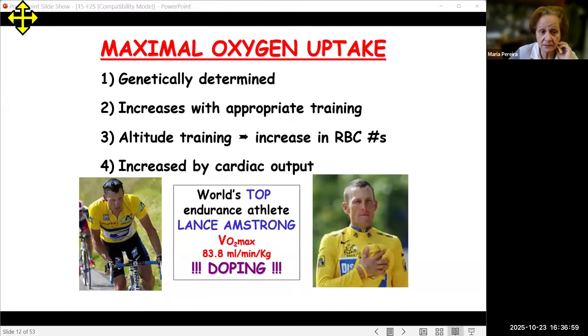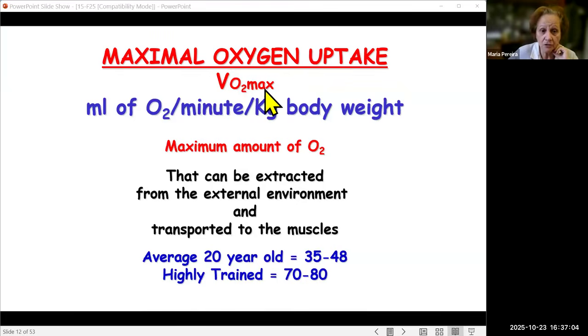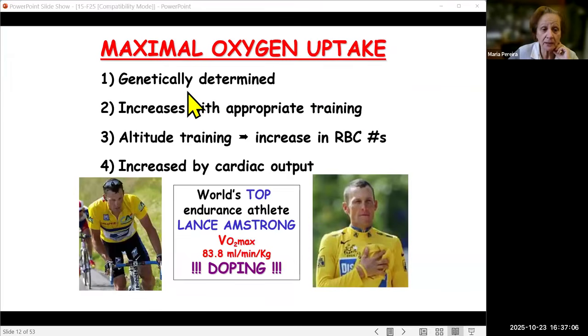So how is this VO2 max determined and how is it regulated? Well, it can be genetically determined. Many proteins can influence the amount of oxygen that binds to hemoglobin and so on. It increases with appropriate training. What is the appropriate training here? It is cardiovascular, that means that you're doing exercises that increase the fitness of the heart.